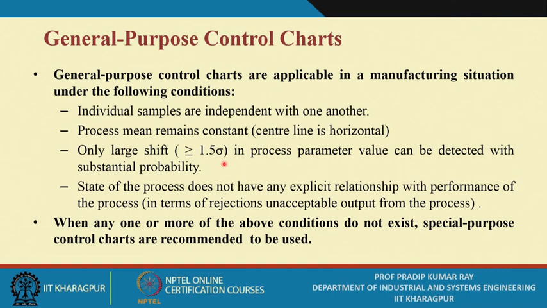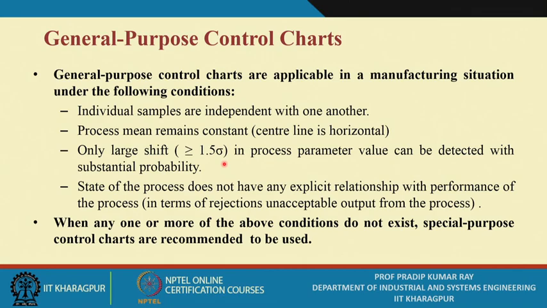Now, in many cases, if you use the general purpose control charts, or the so-called Shewhart control charts, you will find that their performance is very good as far as meeting the first objective is concerned, but in respect of meeting the second objective, their performance may not be that acceptable. So the state of the process doesn't have any explicit relationship with the performance of the process.